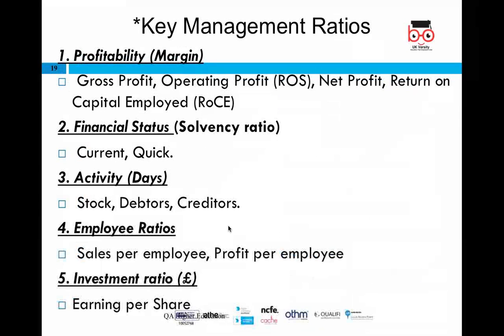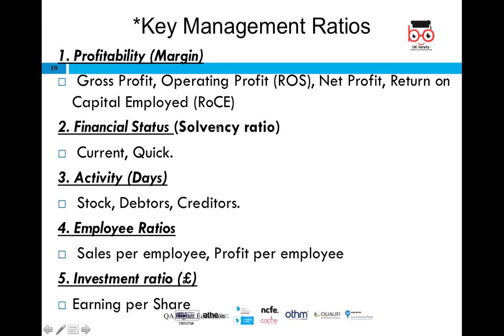So let's see what kind of ratios we can investigate today. There is the profitability ratio, the financial ratio, the activity ratio, the employee ratio, and the investment ratio. On the profitability ratio, you play with the profit, and we have the gross profit ratio, return on sales, operating profit or net profit ratio, and return on capital employed, so that you can compare total liabilities and assets, current liabilities, different things. So then you can explain the profitability ratio, the margin of different types of profit income.